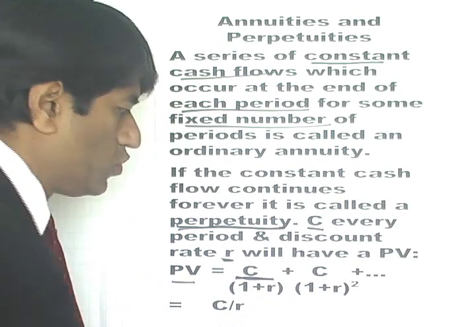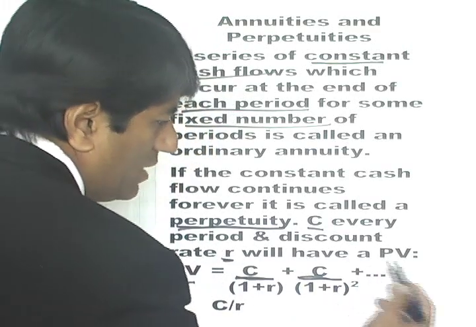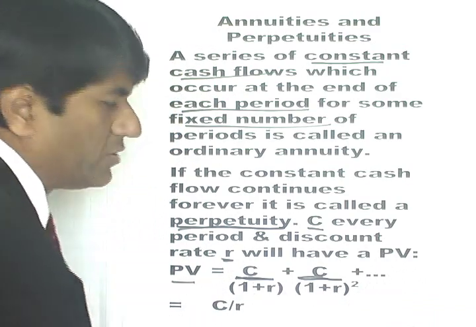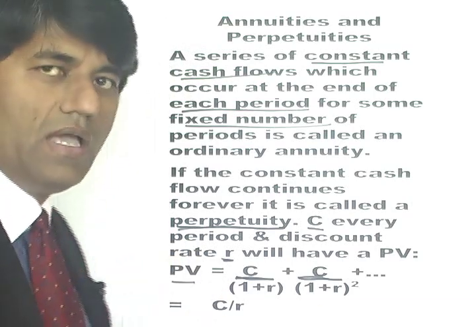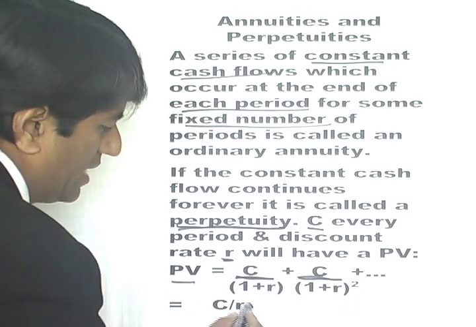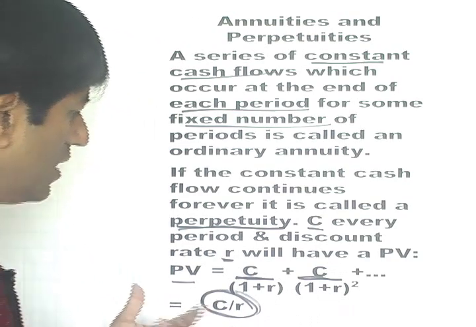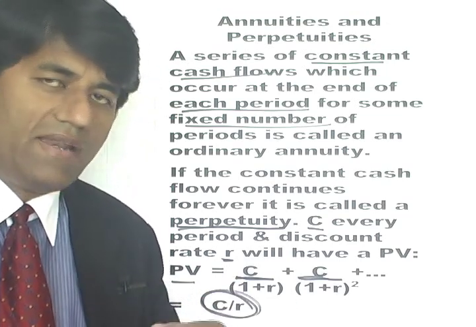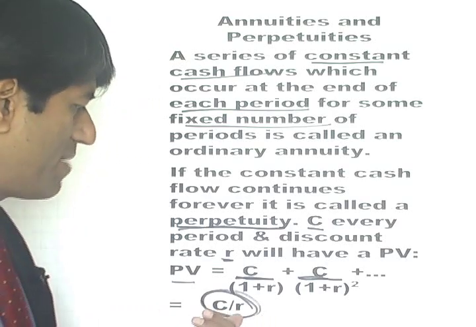The cash flow which occurs 2 periods from now will have a present value of C divided by 1 plus R squared, and the third period will be C divided by 1 plus R cubed, and so on. And this is actually a geometric series. This is like high school algebra. So the sum of this simply reduces to C divided by R. So that is the value of a perpetuity, which pays an amount C every period and has a discount rate R for every period. It is simply C divided by R.